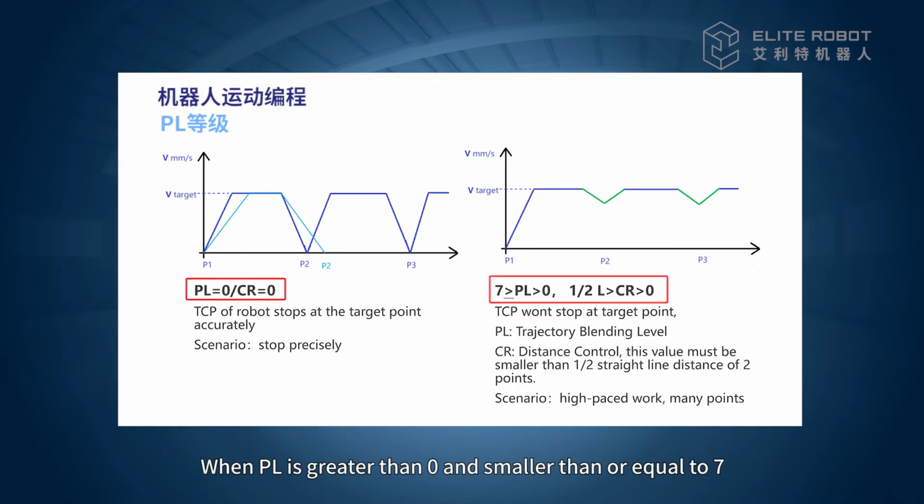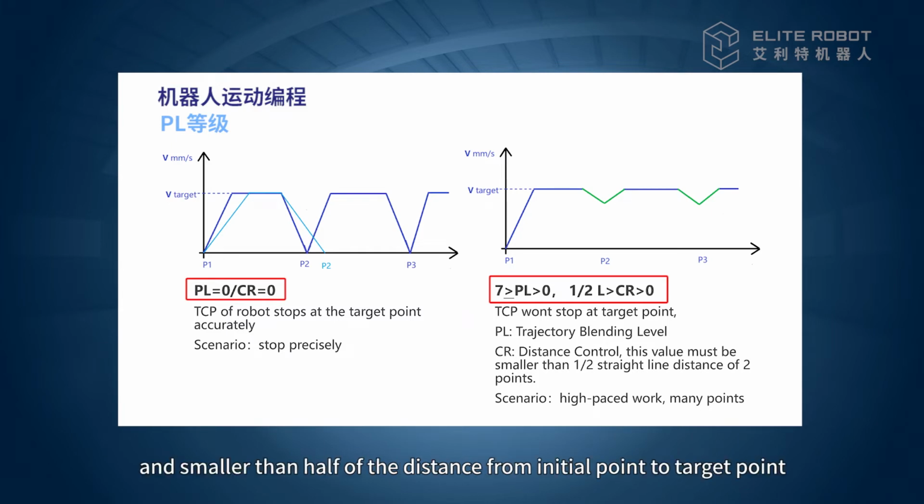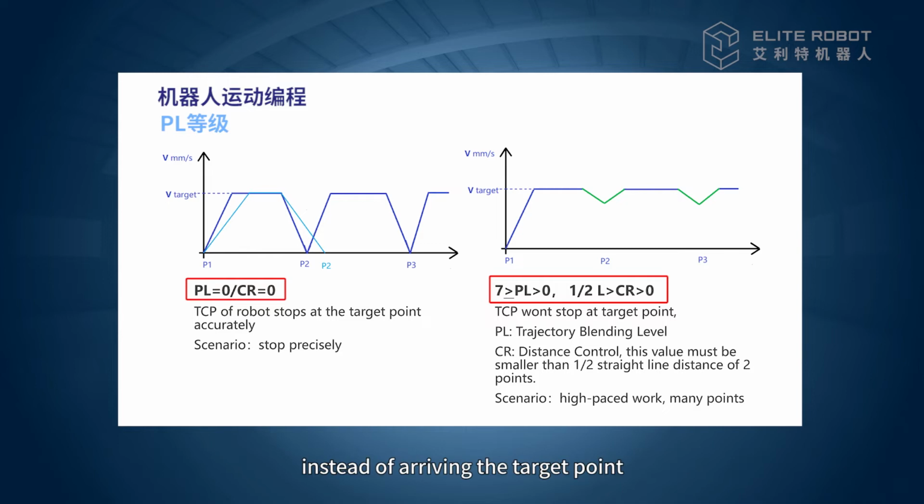When PL is greater than 0 and smaller than or equal to 7, or when CR is greater than 0 and smaller than half the distance from the initial point to the target point, instead of arriving at the target point, TCP will blend to the next target point. Higher PL makes higher blending level. Higher CR makes higher blending radius. It's recommended for cycle time reduction, while accurate motions are not that necessary.